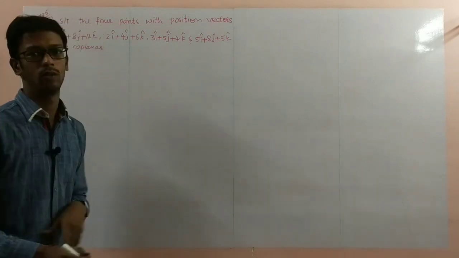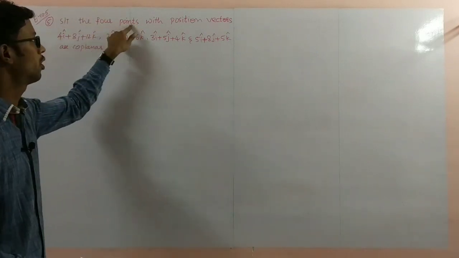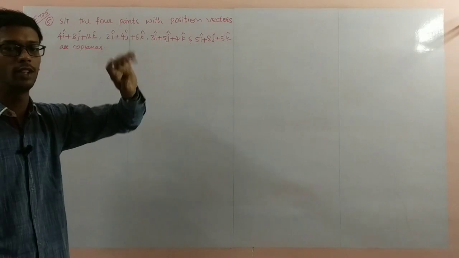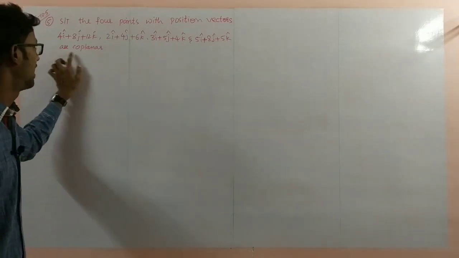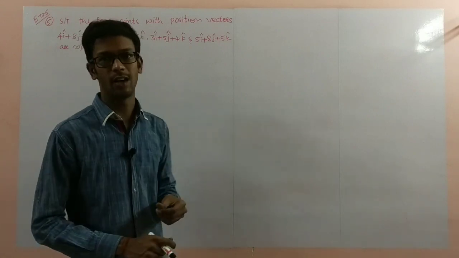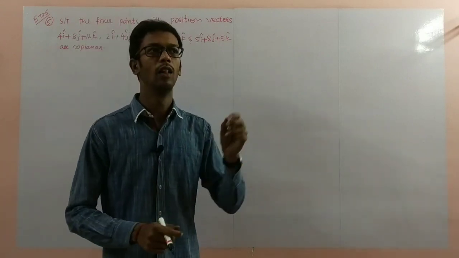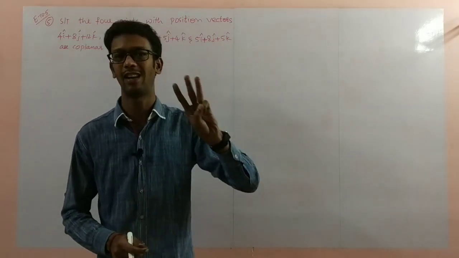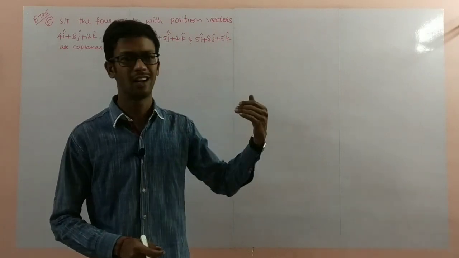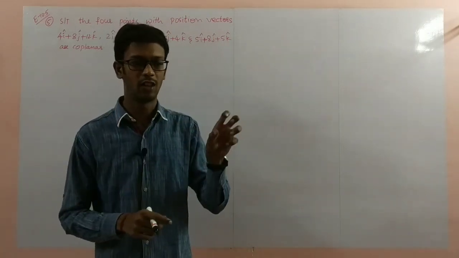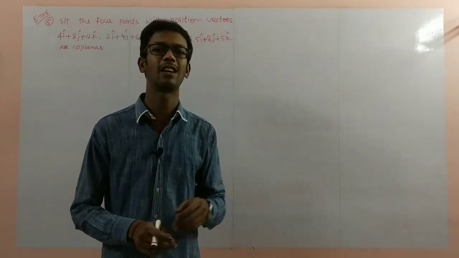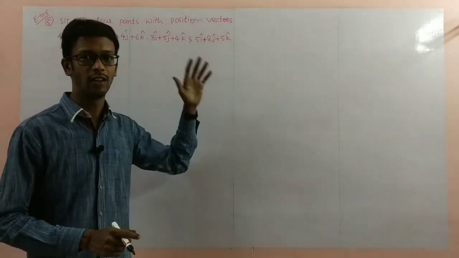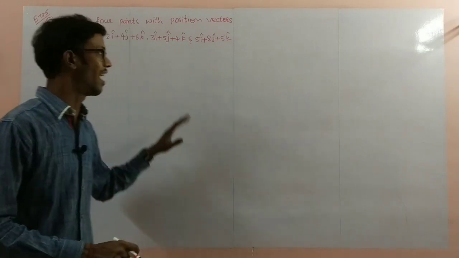Next, problem number 5. Show that the 4 points with the given position vectors are coplanar. We already discussed one example problem. When 4 position vectors of 4 points are given, you have to first make 3 proper vectors. After that, the common process: the box of the 3 vectors should be equal to 0. Then those 3 vectors are coplanar. First convert the 4 position vectors into normal vectors.